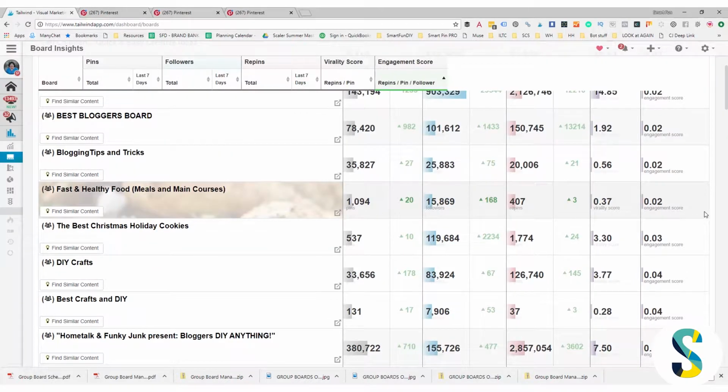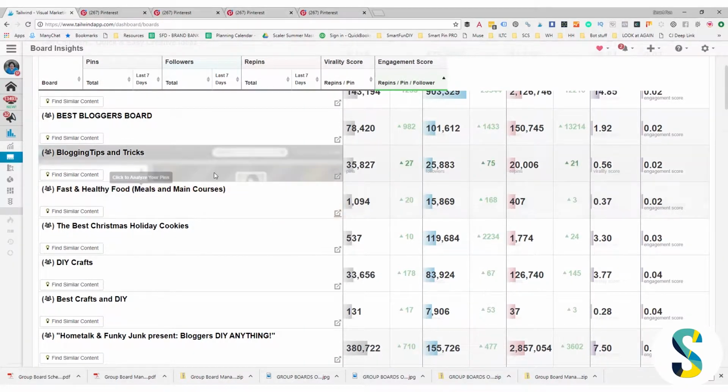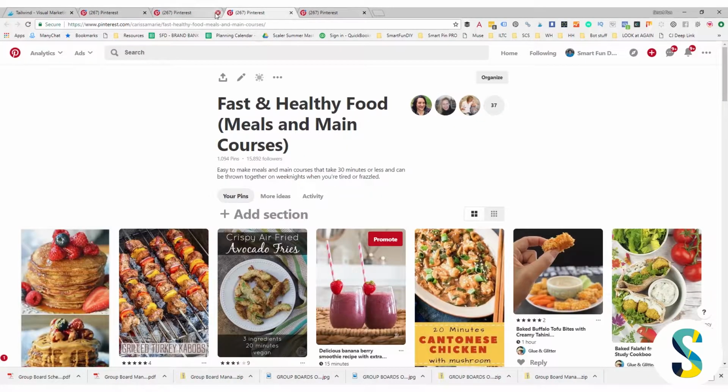So let's go look at this one. Engagement score is 0.02, 15,000 followers, 1,000 pins. So let's see what's happening on this board. This board should be hopping because we're getting into back to school season. Fast and healthy food should be something that is going to perform well on Pinterest. So 37 contributors. That is awesome. That's like right in the range that we want to be in.